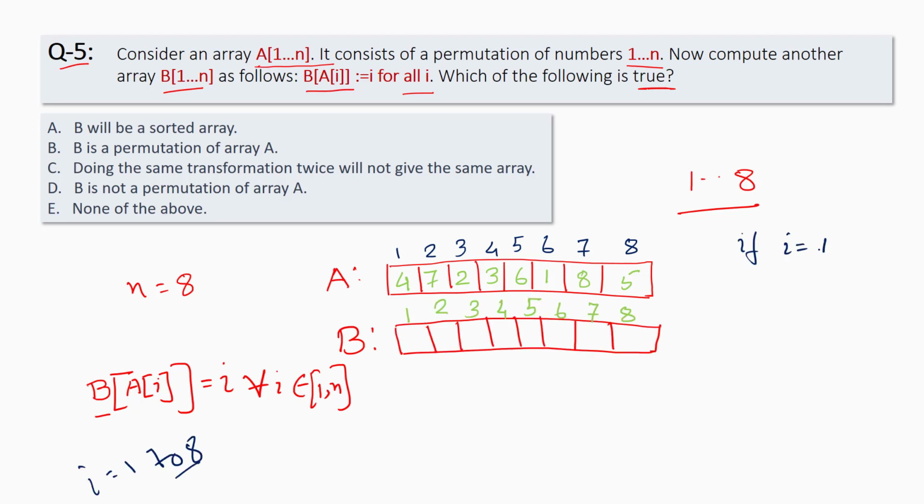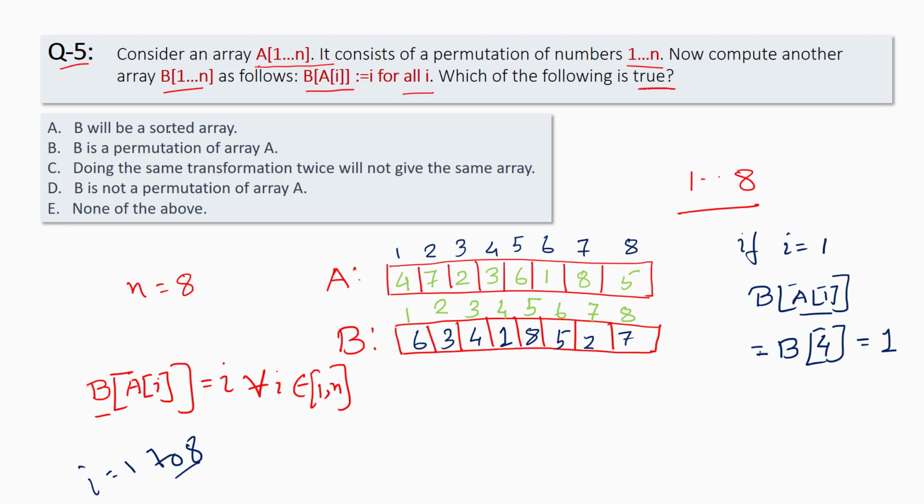If i is equal to 1, then B[A[1]] is equal to 1. The value of A[1] is 4. So B[4] is equal to i itself, which is 1. So B[4] is equal to 1. In this way, you can generate the values of the B array. So this will be the value of array B. So now let's look at what options are given.